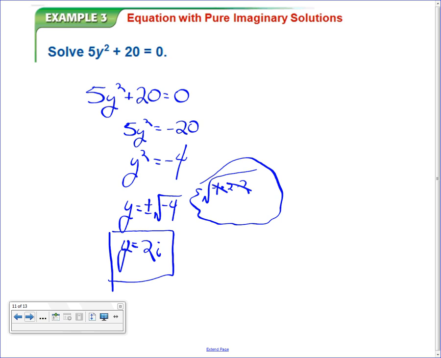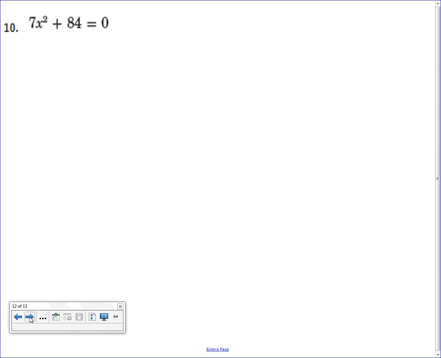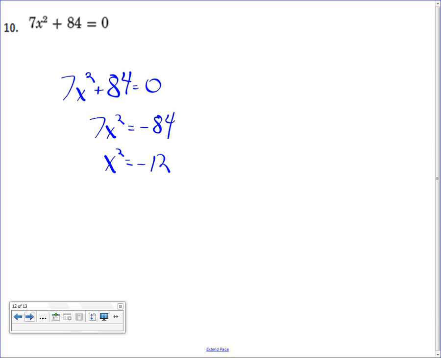Here's your example number 10. 7x squared plus 84 equals 0. Subtract 84 from both sides. 7x squared equals negative 84. Divide both sides by 7. x squared equals negative 12. Now take the square root of both sides. x is equal to plus or minus the square root of negative 12.